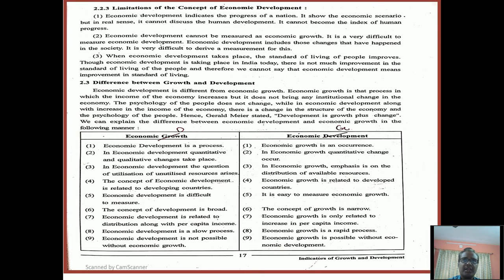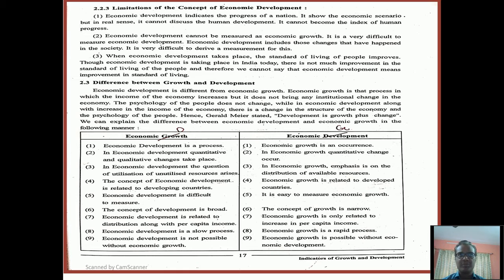Third point is that when economic development takes place, the standard of living of people improves. Though economic development is taking place in India today, there is not much improvement in the standard of living of the people, and therefore we cannot say that economic development means improvement in the standard of living. If the standard of living had improved, we would not find so many beggars and so much unemployment in the Indian economy. Some of the people have a good standard of living, but it doesn't mean the entire economy has developed. So these are the three limitations.